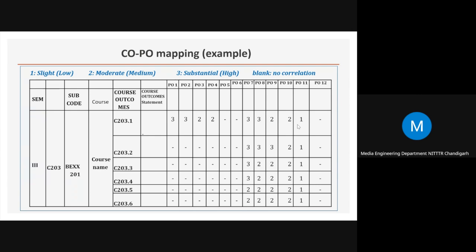So once we have this COPO mapping, then we can calculate PO attainment, right? So for PO attainment, first thing required is this COPO mapping table. Okay, and another thing is that we need the CO attainments which we have calculated on the previous slide. So from the CO attainments and COPO mapping table, we can go for the PO attainment calculation.